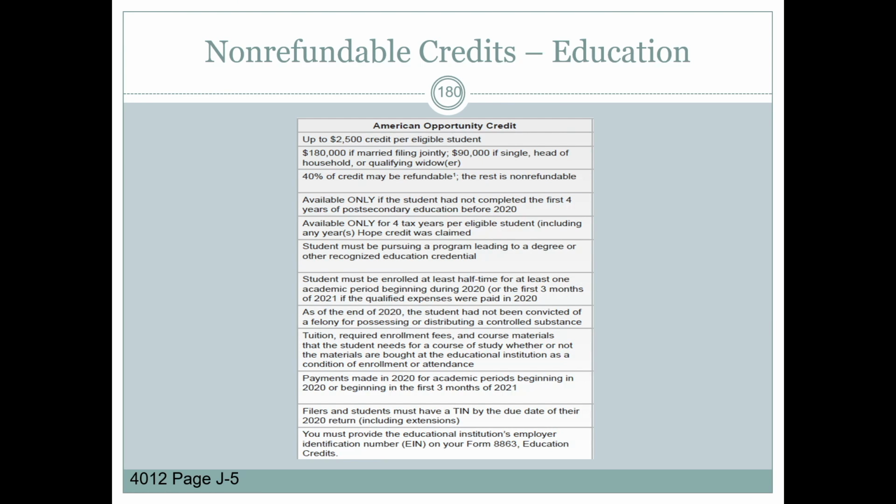Tuition, required enrollment fees, and course materials that the student needs for a course of study, whether or not the materials are bought at the educational institution as a condition of enrollment or attendance. Payments made in 2020 for academic periods beginning in 2020 or beginning in the first 3 months of 2021. Filers and students must have a tax identification number by the due date of their tax return, of the 2020 return, including extensions. You must provide the educational institution's employer's identification number on your Form 8863, which is the education credits. And this form is automatically populated for you.